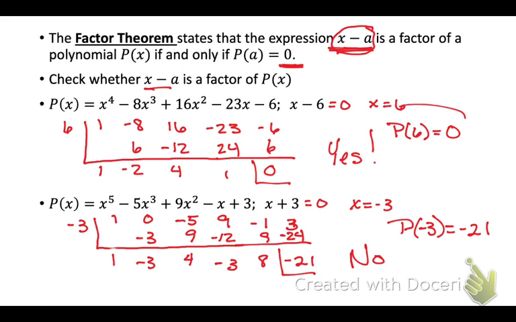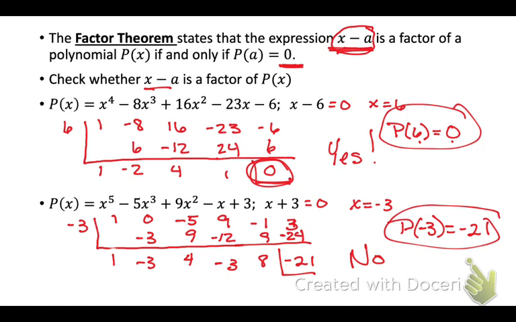This right here is the remainder theorem. It says if I plug in 6, my answer will be 0. This gave me a remainder of 0, so that says that x minus 6 is a factor. Okay, now I get it. I thought you were plugging.